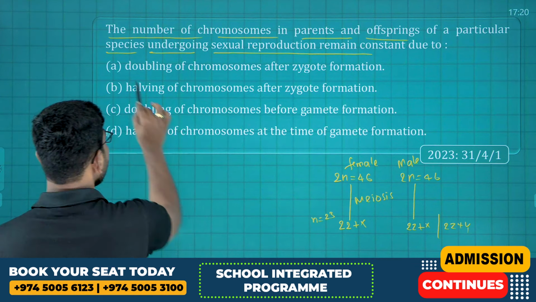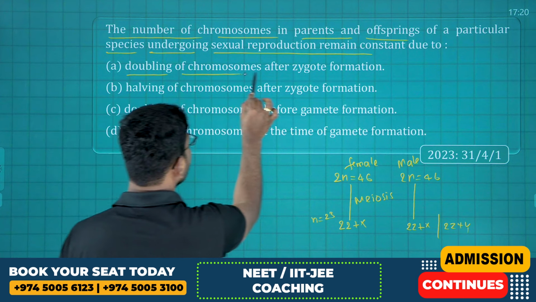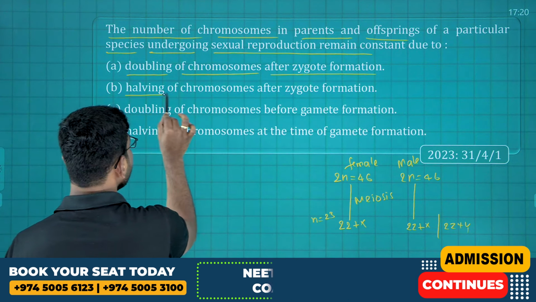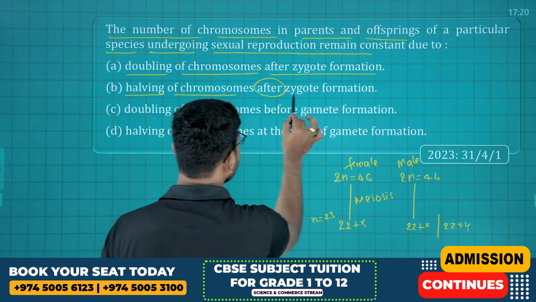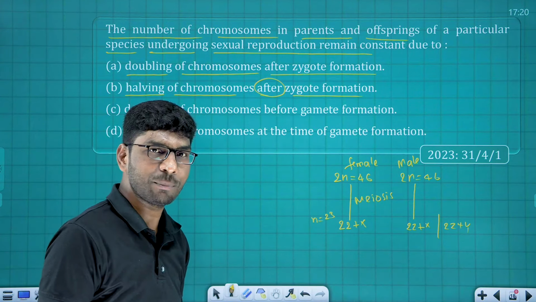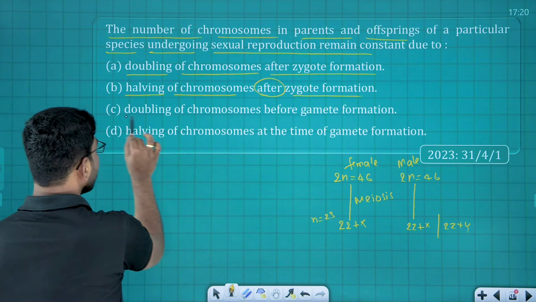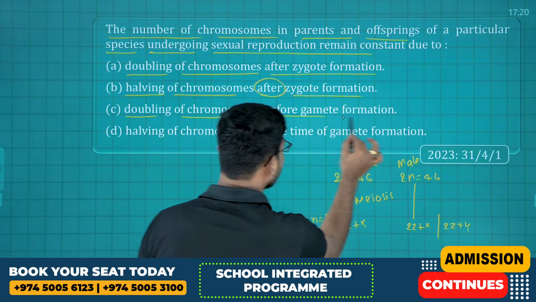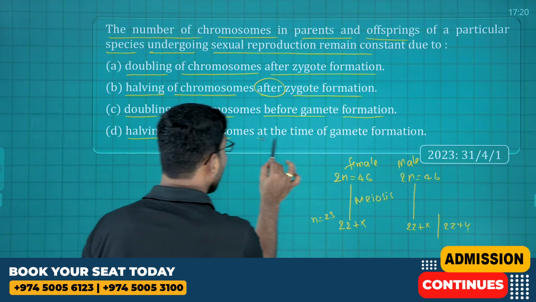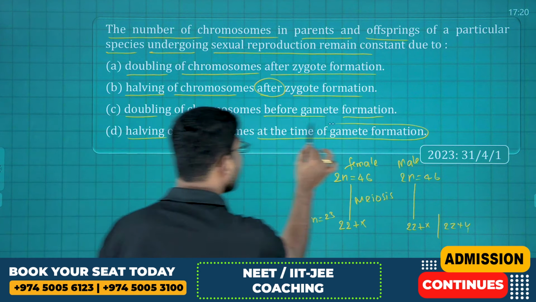Look at the question. Doubling of chromosome after zygote formation. Next, halving of chromosome after zygote formation. After zygote formation, half the number of chromosomes? How can it be possible? So no. Next, doubling of chromosome before gamete formation. No. Halving of chromosome at the time of gamete formation.